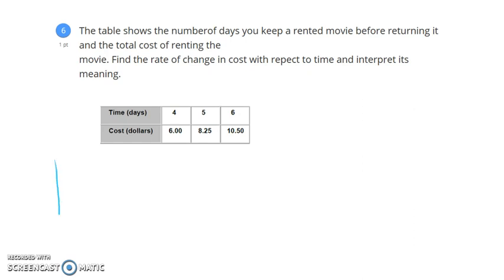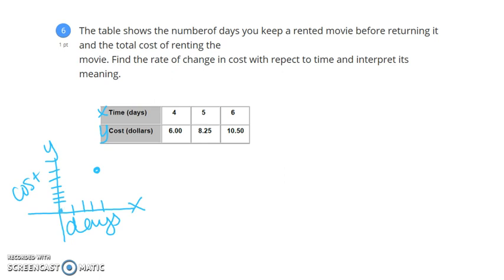So here, let's just kind of picture a graph, right? The table shows the number of days, so that's going to be our X, and the cost is going to be our Y. So days would be down here, and our cost would be our y-axis. After 1, 2, 3, 4 days, it's going to cost us $6. All right, so here's just a basic idea of the function for you.